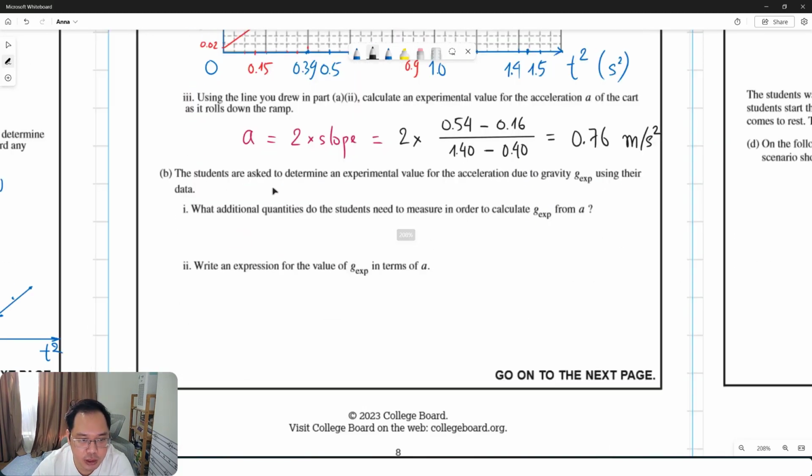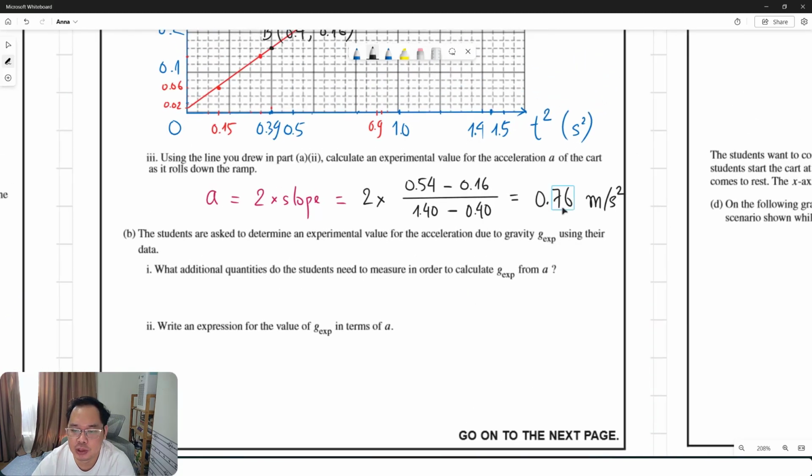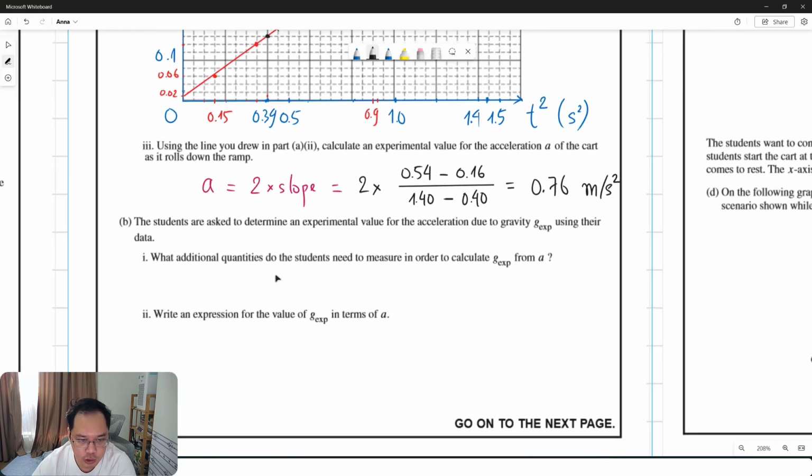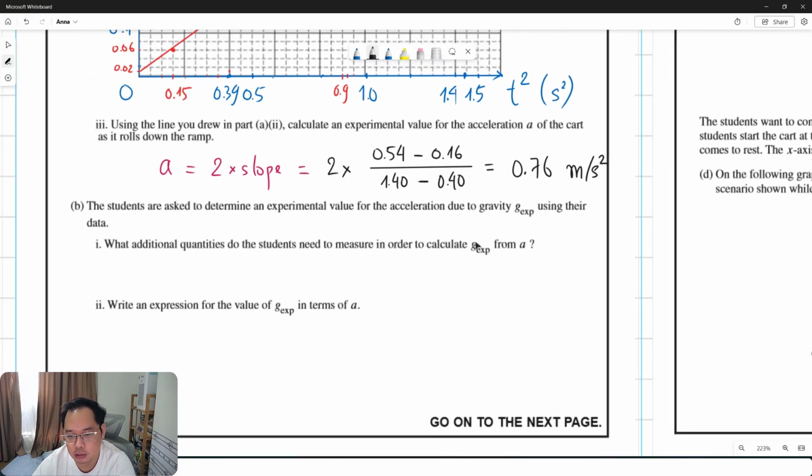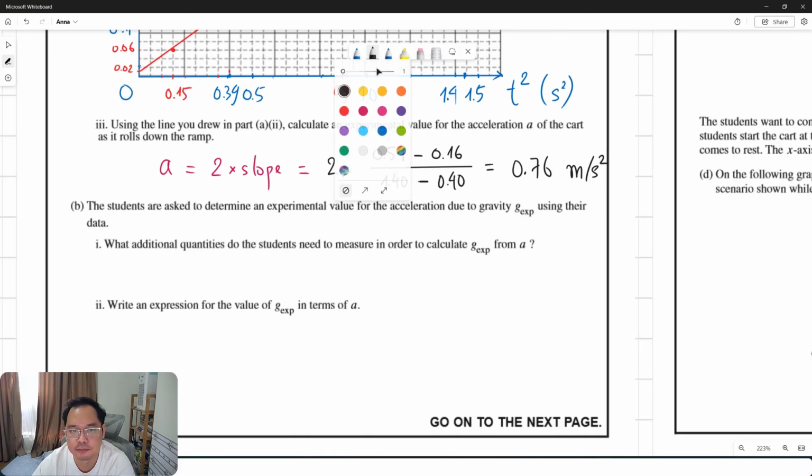Question B. The students are asked to determine an experimental value for the acceleration due to gravity using their data. What additional quantities do the students need to measure in order to calculate the expected gravitational acceleration g from A, from the acceleration 0.76 here? To answer this question, we need to know the relationship between free fall acceleration g and the acceleration of the cart A here.